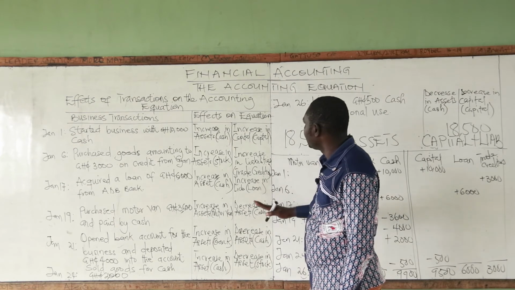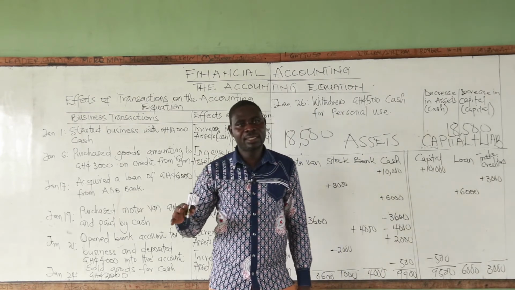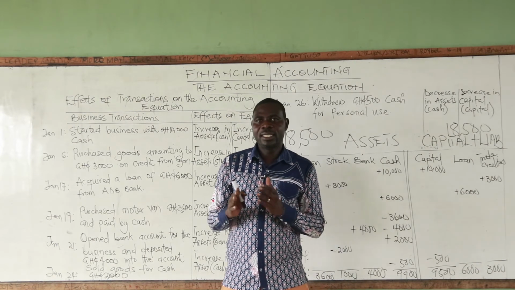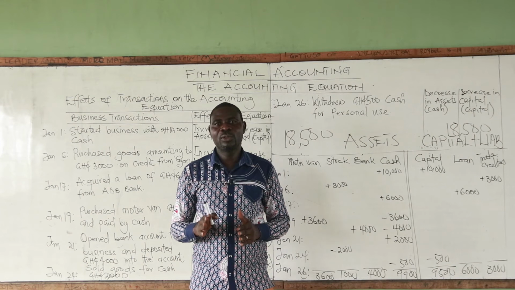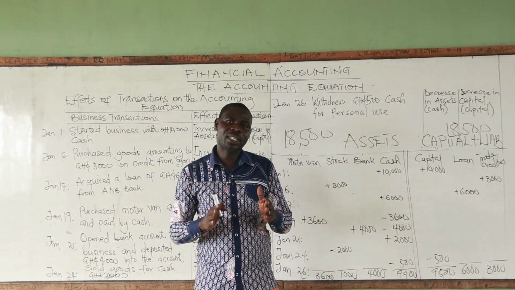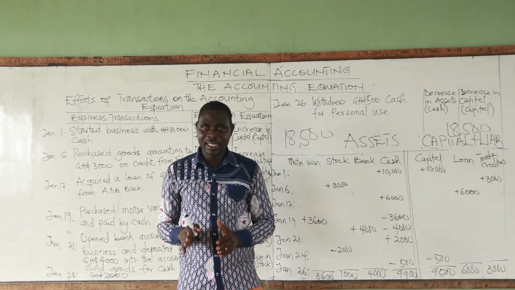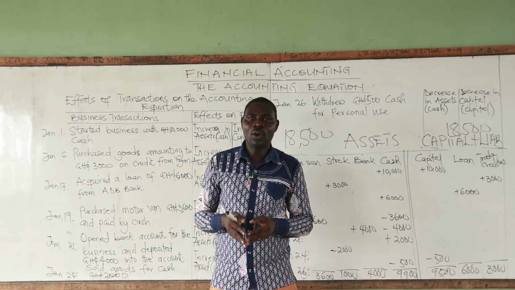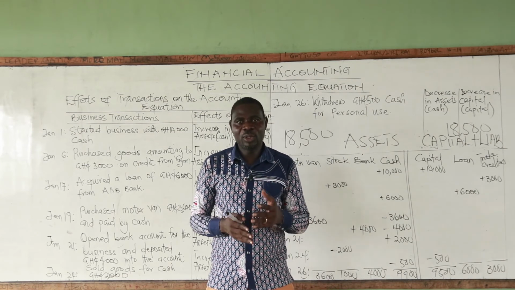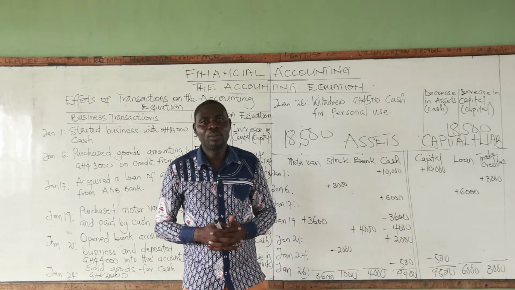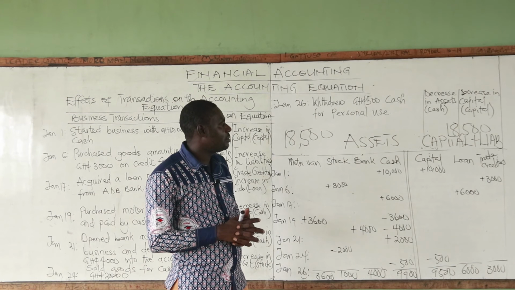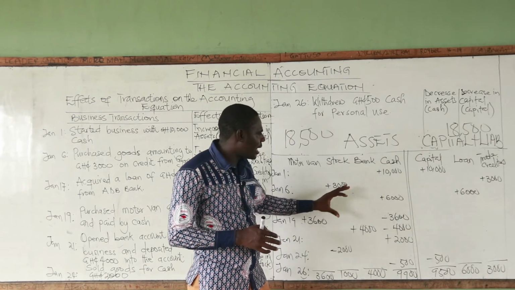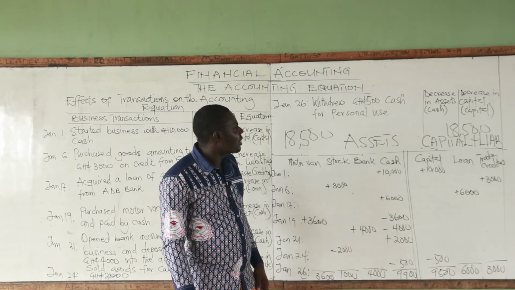Okay, and we can see clearly that an increase in assets must either result in an increase in liability or capital. A decrease in assets must either result in a decrease in capital or liabilities, and an increase in an asset must result in a decrease in another asset, or a decrease in an asset must result in an increase in another asset, if both transactions are on assets. Okay, then if the transaction affects just here, the same thing applies, like what happens in assets.